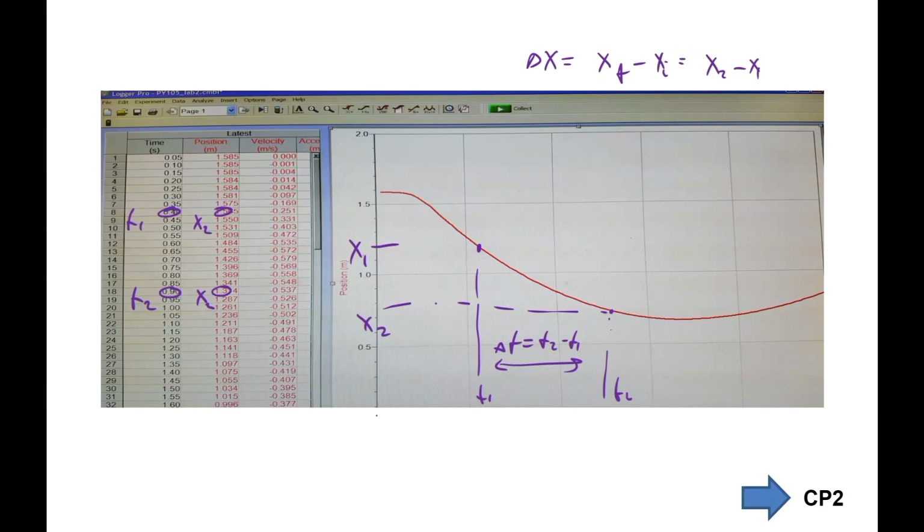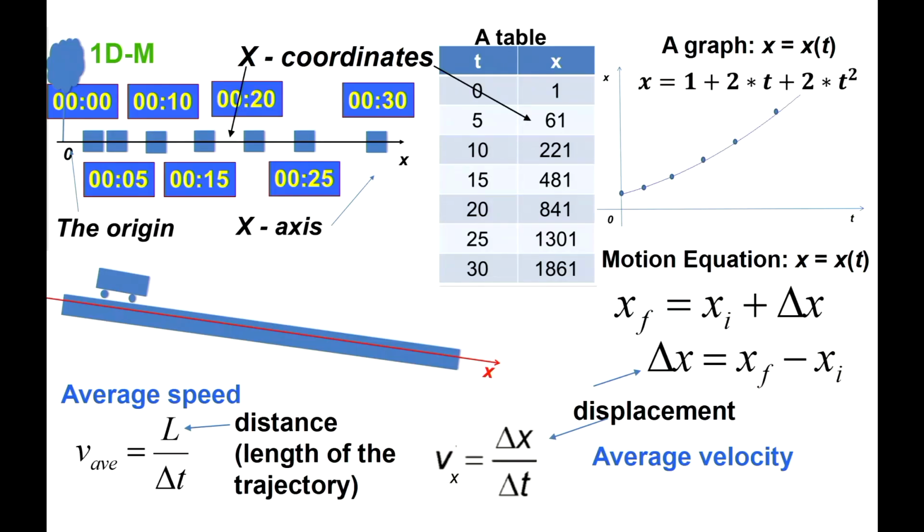So from this graph, you can extract all information related to the one-dimensional motion of this card. Now we know basically everything about one-dimensional motion in general.